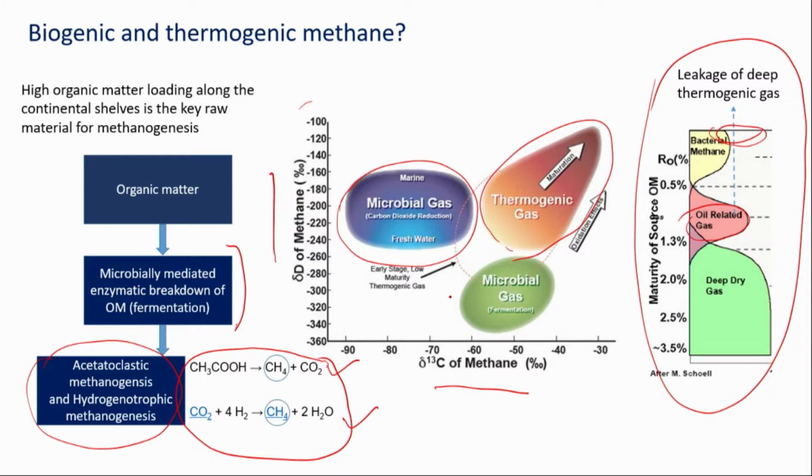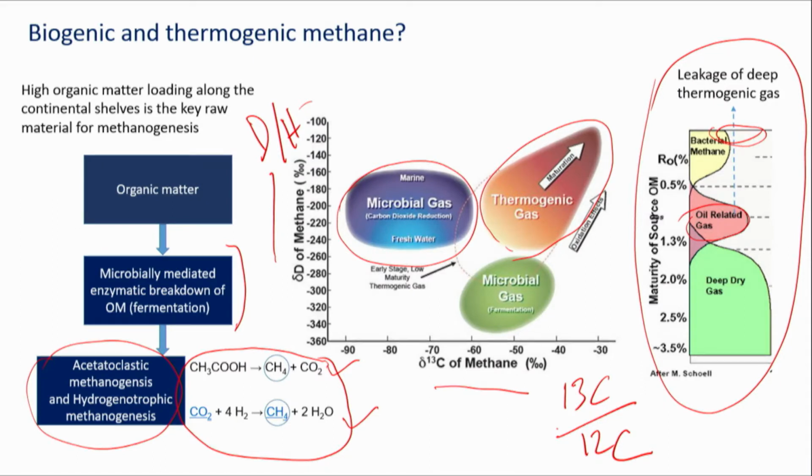Now, how do you distinguish between a thermogenic gas and a microbially generated gas? By using certain isotope ratios, like the carbon isotope ratio, which is a ratio of carbon 13 and carbon 12, or the deuterium to hydrogen isotope ratios. By using these kinds of diagrams, we can easily distinguish the origin of the methane, whether it is biogenic methane or thermogenic methane.